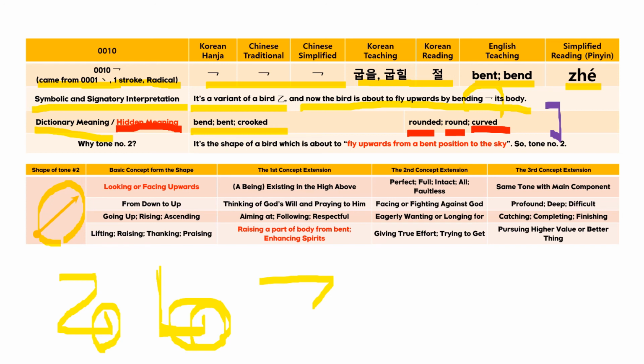And why does this character have the specific tone number 2 value? It's all conceptual. It is the shape of a bird which is about to fly upward from a bent position to the sky. So tone number 2. The bird is looking or facing upward, raising its body from the bent position. So this character has tone number 2 value.